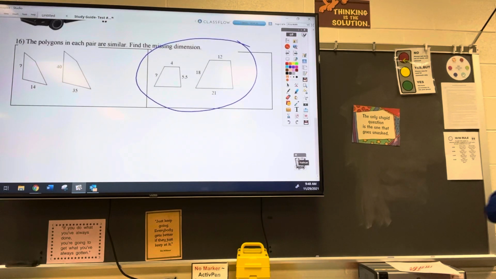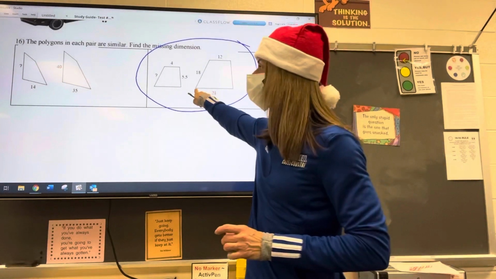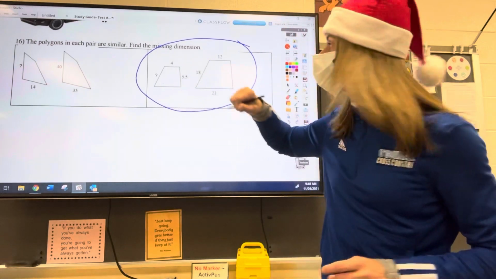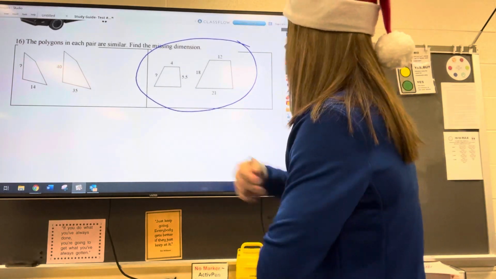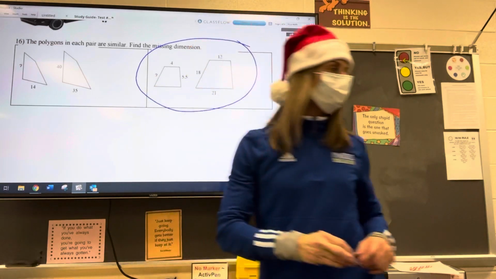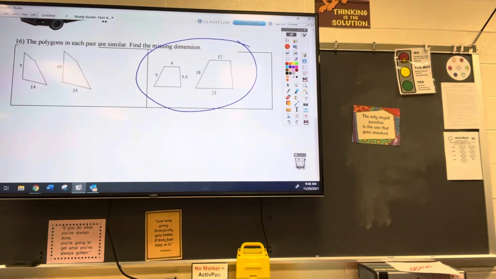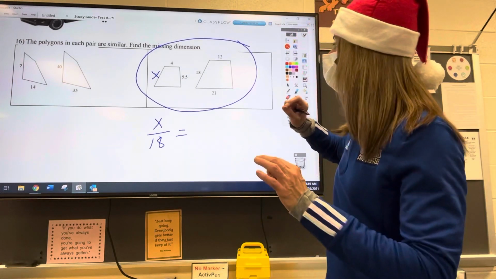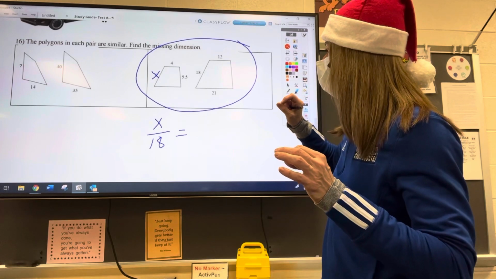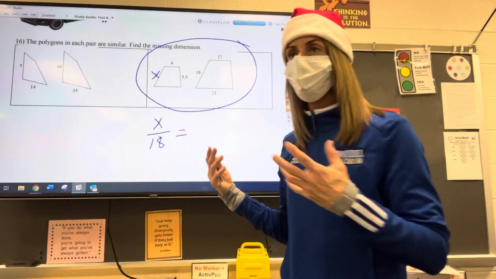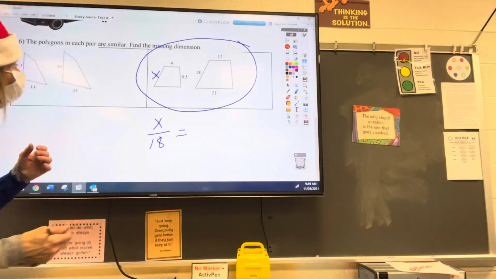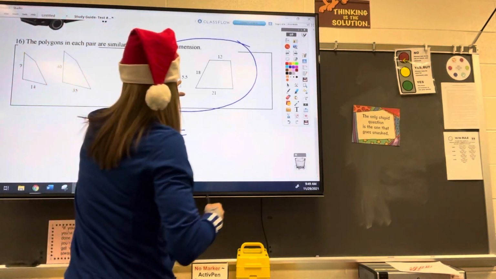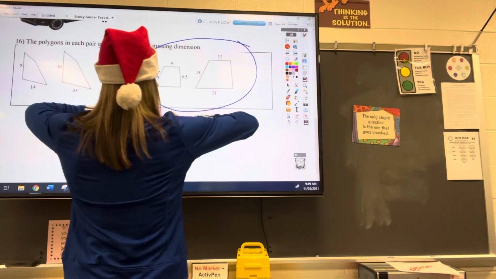Last one. The polygons in each pair are similar. We're doing the second one for number 16. Find the missing dimension. We've got a question mark here, so I'm just going to call that x. X corresponds to 18, so that's got to be one side of our proportion. Now the other side, we need two sides where we know the values. There's not another variable. I guess 5.5 corresponds to this side, but we don't have that number, so we can't really use that.